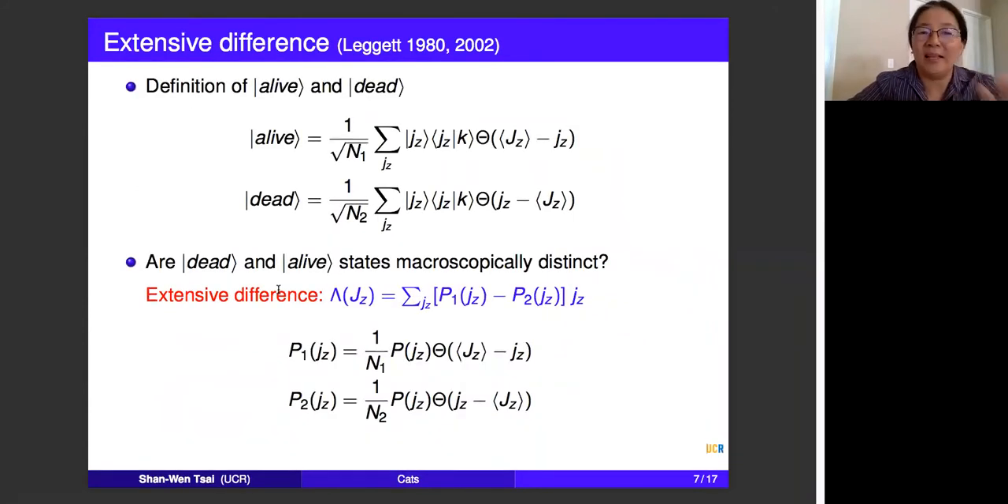Now, what is alive and dead? Here is just the visual definition: essentially, which side of the absolute value of Jz it is occupying. The quantity that we will use was introduced by Leggett, the extensive difference, essentially this difference where p1 and p2 are the probabilities. If these are well separated, it tells us there is a large difference. When you start to smear out, it becomes small. We can compare that with the maximum value of Jz. That is how we distinguish the two states.